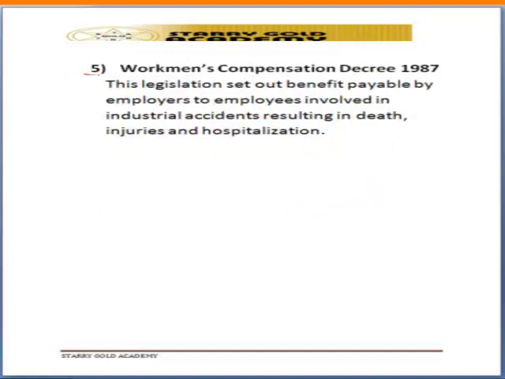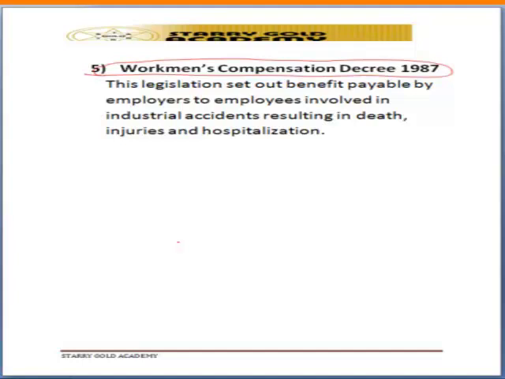Another policy that has influenced the insurance business practice in Nigeria is the Workmen Compensation Decree of 1987. This legislation set out benefits payable by employer to employee involved in industrial accident resulting in death, injury, and hospitalization. It means this decree made it compulsory that all employers must buy into the Workmen Compensation benefit or scheme that is provided by the insurance company.